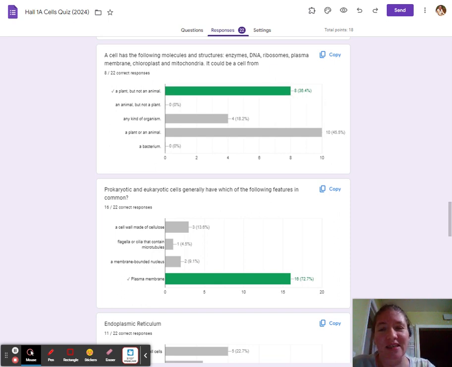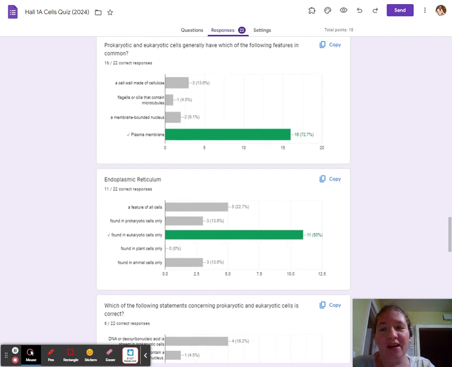A cell has the following molecules and structures: enzymes, DNA, ribosomes, the plasma membrane, the chloroplast, and the mitochondria. This would be a cell from a plant, not an animal. It can't be a plant or animal because we have that chloroplast. That chloroplast tells us that it's a plant. It can't be any kind of organism because remember, our bacteria, our prokaryotes, don't have any of the organelles. So we can't do just any type. So it is a plant, but not an animal.